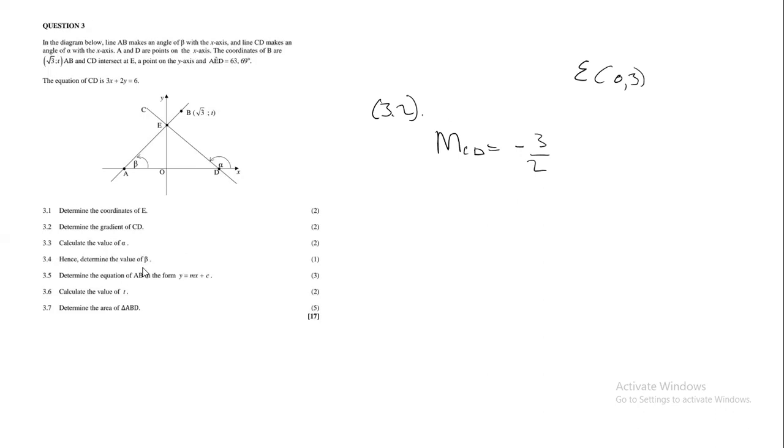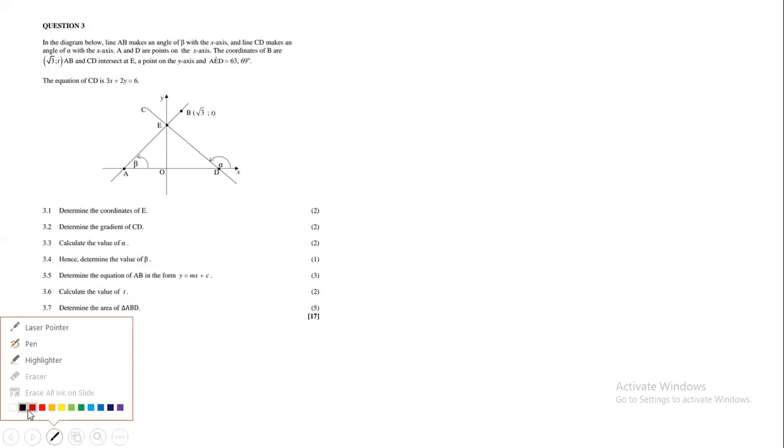I'm going to move to the next question, which is 3.3. Now 3.3 says to us, calculate the value of alpha. So that means we want to determine the magnitude of this angle. This angle is called angle alpha. We want to determine its magnitude, okay? So how are we going to determine the magnitude of alpha? Let's have a look at it. Now, alpha, like I said, is this angle.